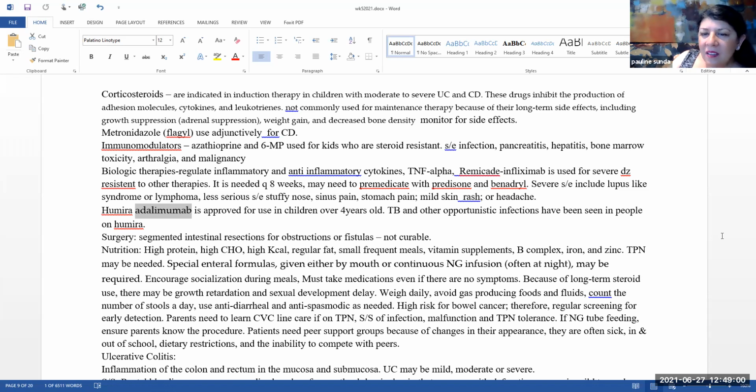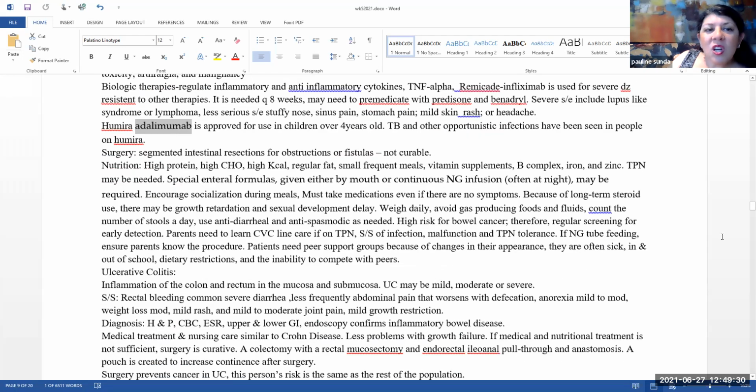TNF-alpha, Remicade, which is infliximab, is used for severe disease resistant to other therapies. It is needed every 8 weeks, and the patient may need to be pre-medicated with prednisone and Benadryl prior to being given that medication. Some severe side effects include lupus-like syndrome or lymphoma. Less serious effects include stuffy nose, sinus pain, stomach pain, mild skin rash, or headache. Humira, which is also called adalimumab, is approved for children over 4 years of age. TB and other opportunistic infections have been seen in people on Humira.